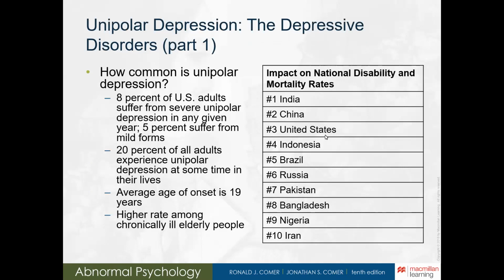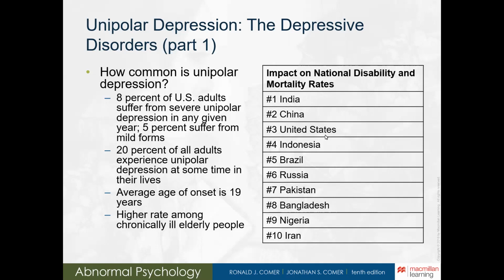First, let's look at unipolar depression. So, how common is unipolar depression? It's estimated that about 8% of US adults suffer from severe unipolar depression in any given year, and 5% suffer from mild forms. Unipolar depression is actually the second most diagnosed mental illness in the United States behind anxiety. 20% of adults experience unipolar depression at some point in their lifetime. So that lifetime prevalence breaks down to 26% of women and 12% of men.